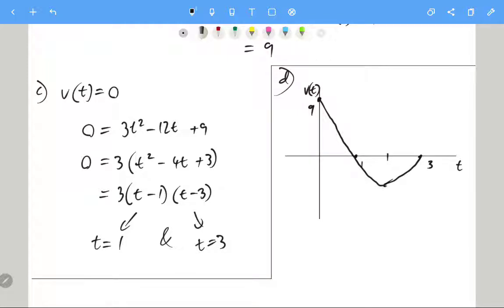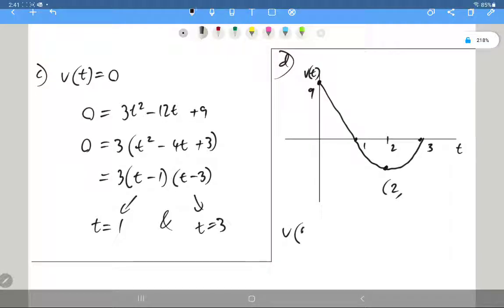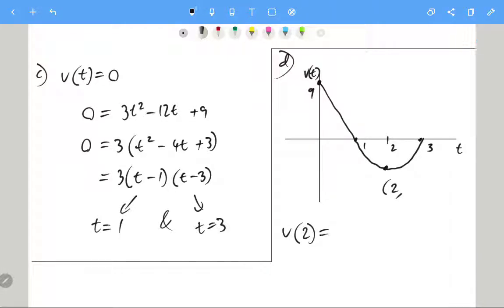Another thing we might remember from our quadratics is that the turning point, which is going to be the lowest, or most negative velocity, is halfway in between our 2 t-intercepts. So it's going to be at 2. Now that we've got our graph, we want to know the actual y-coordinate, so let's work out v of 2. Evaluating that, we get minus 3. So the velocity at the turning point is negative 3.